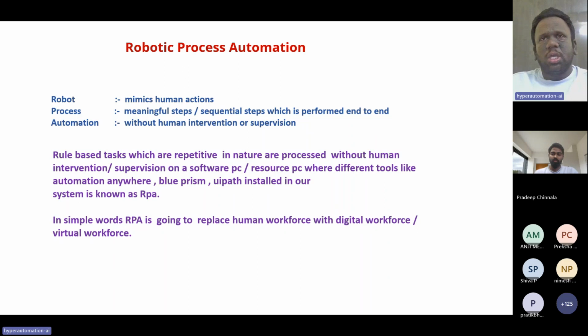So what can this RPA do? It can interact with SAP based applications, Java based applications, .NET based applications, mainframe, database, PDF, Excel, email. You just name the application, it will be able to interact.